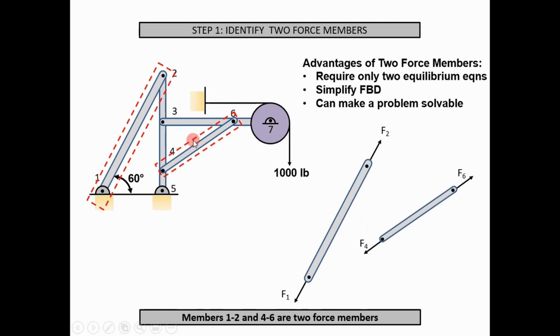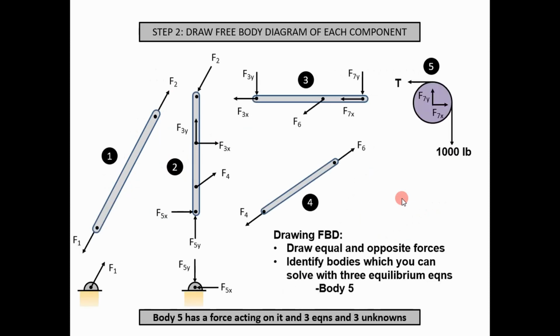You can see here I broke these 2 members out and replaced them with reaction forces, and those reaction forces are going to be equal and opposite on these members. The advantage of that is you only need 2 equations of equilibrium to solve for these, and you also need to know the geometry. That's really the focus: break it down into 2 force members. Do that first. The next step is to draw the free body diagram of each component.